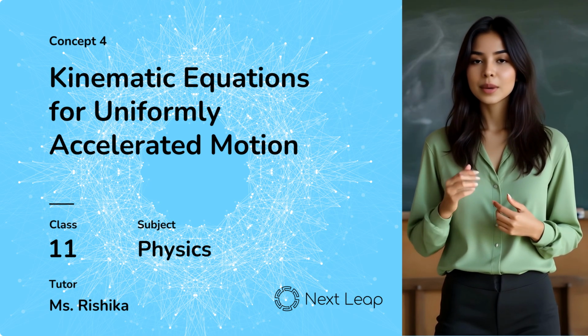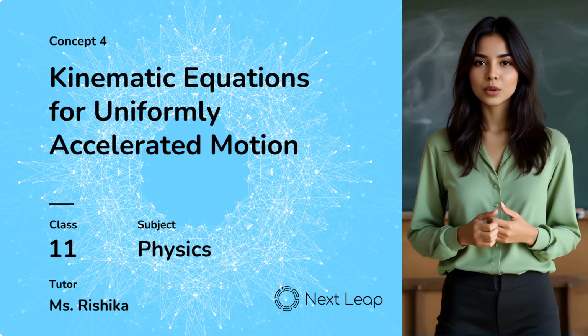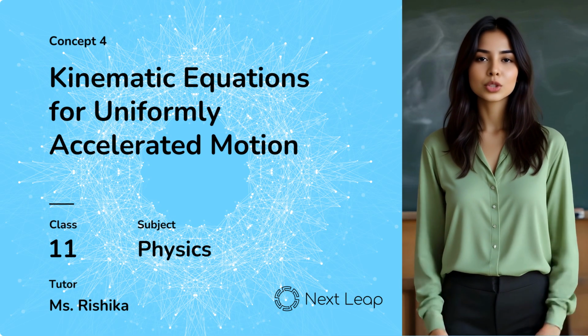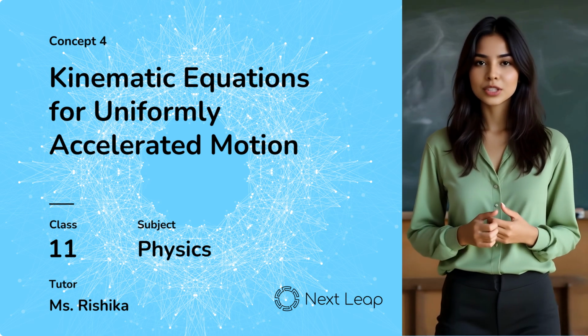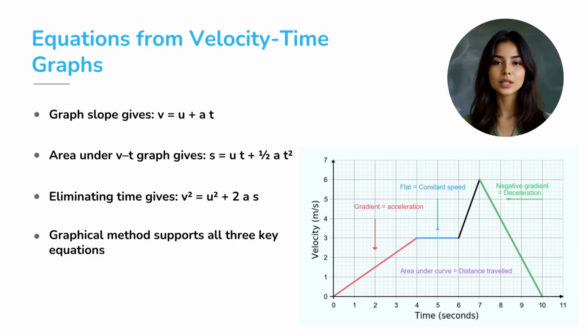All thanks to the kinematic equations, a set of simple but powerful tools that describe motion under uniform acceleration with clarity, confidence, and precision. Let's now uncover the power of the kinematic equations, starting with a velocity-time graph. When acceleration is constant, the v-t graph forms a straight line. We define initial velocity as u, final velocity as v, acceleration as a, and time as t.